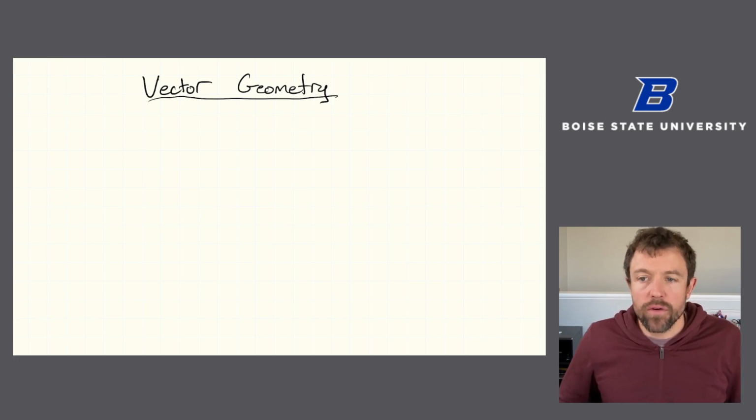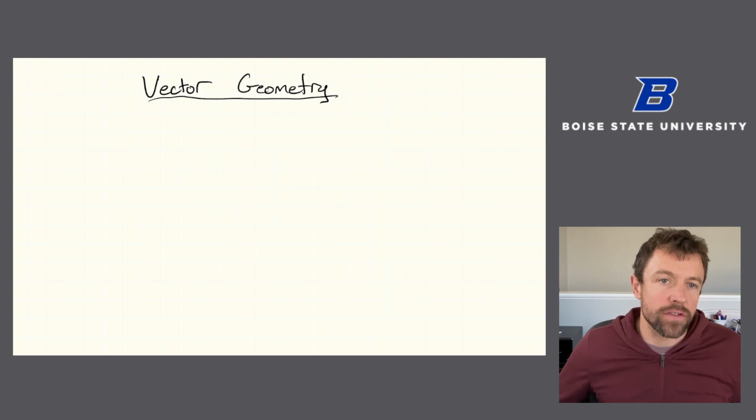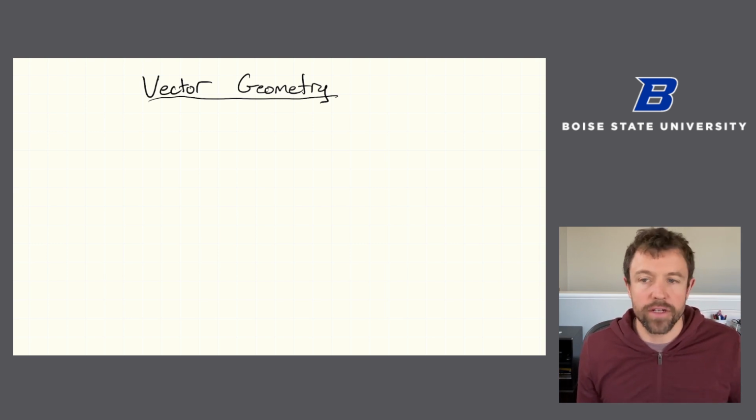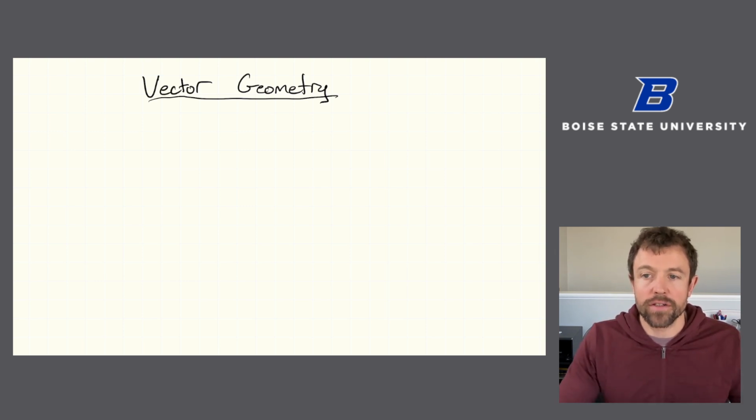So far in this course, we've focused on the algebra of vectors and vector spaces. So how can we combine vectors using addition and scalar multiplication to get other vectors? And how can we transform vectors by applying linear transformations, or equivalently by multiplying by matrices, to get other vectors?